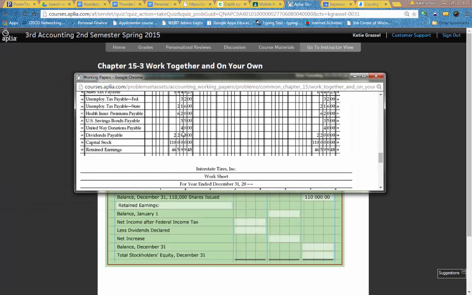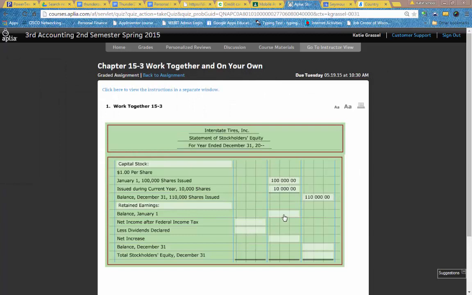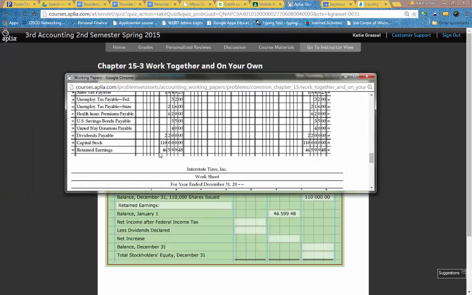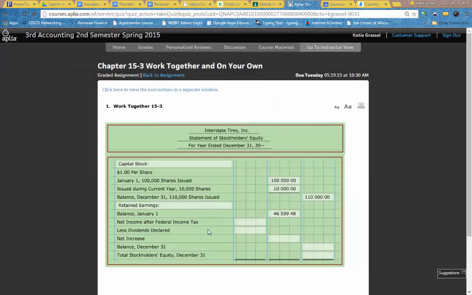So you need to look on your worksheet, find your account retained earnings, which is $46,599.48. And that's going to go right here in the middle. Again, I got that number right from my worksheet. Okay, so the next number they ask for is your net income after federal income tax. Well, that is on your income statement. We've already calculated $62,907.35.